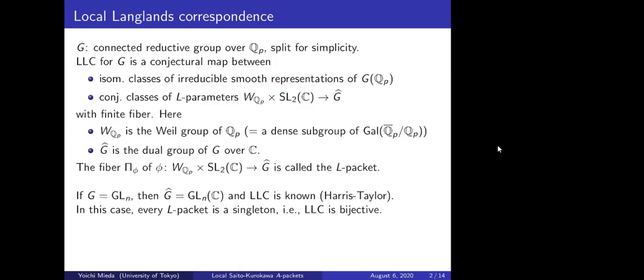In this case, the local Langlands correspondence is known, which was first proved by Harris–Taylor. There is also an alternative proof by Henniart, and more recently by Scholze. In this case, GL_n is very special in the sense that every L-packet is a singleton, namely the fiber of this homomorphism is a singleton. So the local Langlands correspondence, the map between the Galois side and the automorphic side, is bijective. In this case, it's very special. And if we change this G, then this property fails very often.